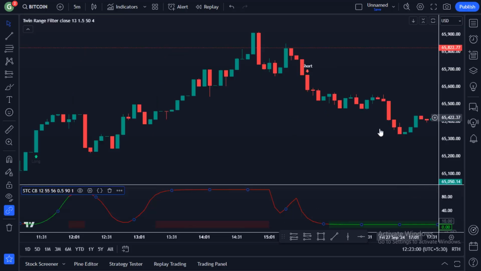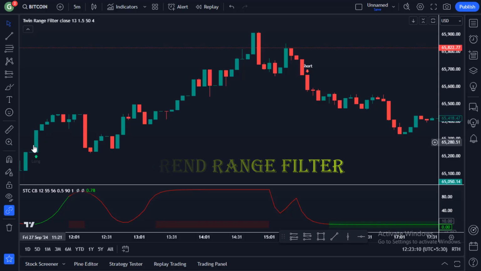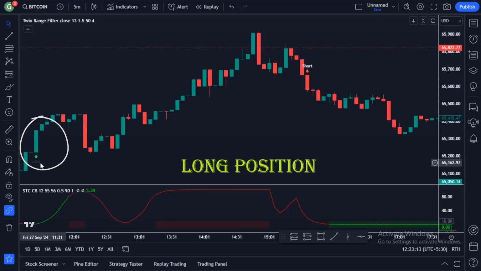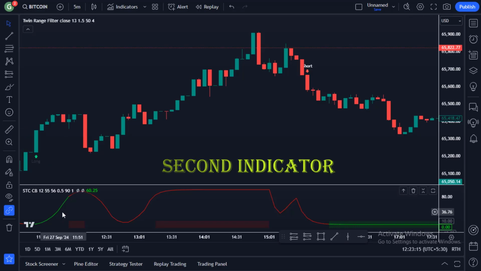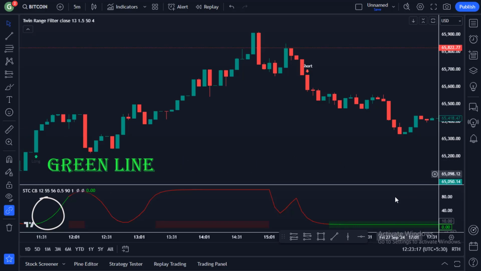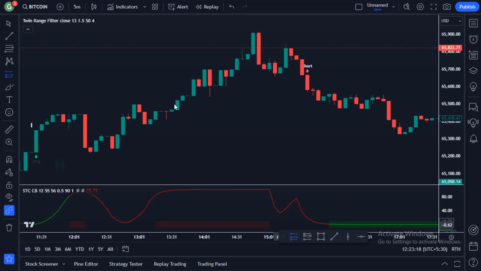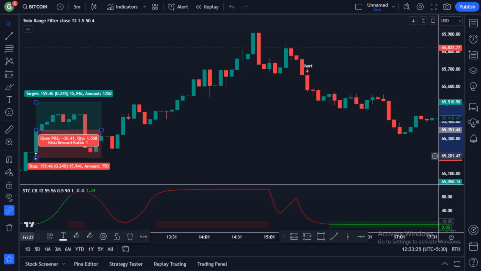Now, I'm going to show you a couple of examples with both indicators on the chart, and that is when the thing is going to get cleared. First, look at the Twin Range Filter Indicator giving a long position. Now, if we look at the second indicator, it makes a green line, and for confirmation, it makes a bullish candle. If all our conditions are fulfilled, then we will place a buy order.